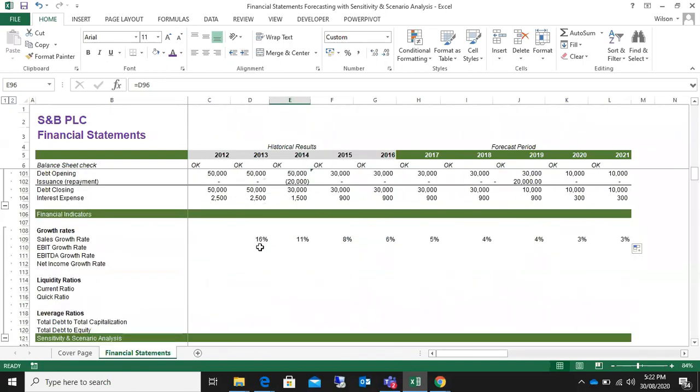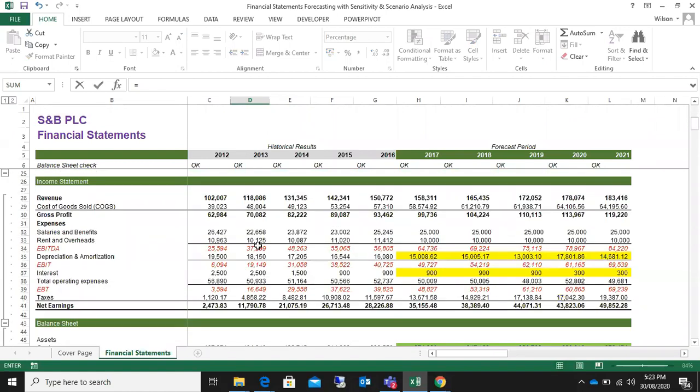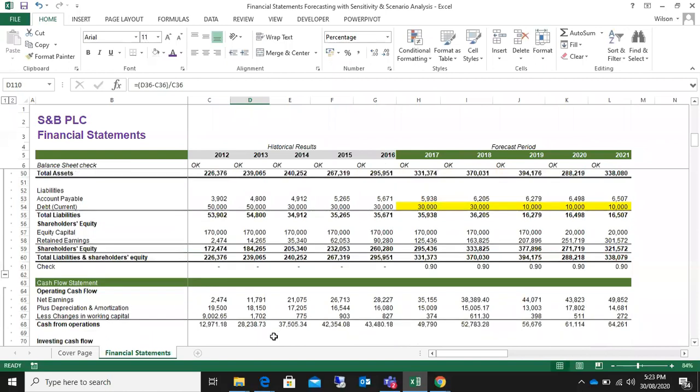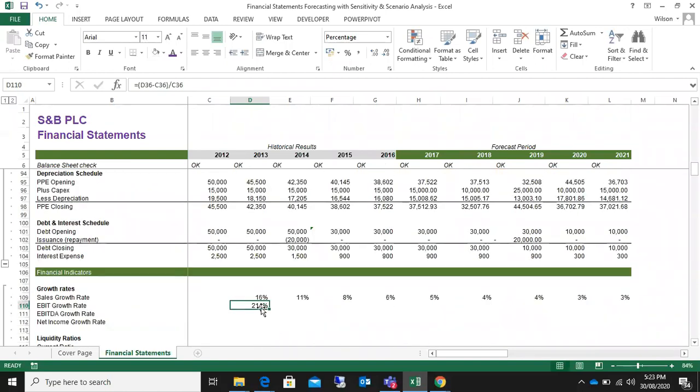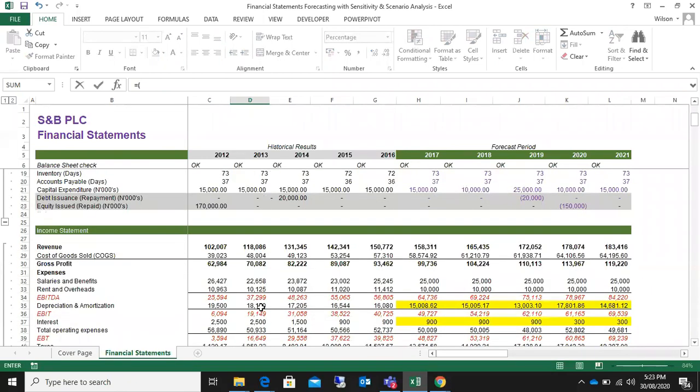We've been able to do the sales growth. Now we do EBIT, under financial indicators. We pick EBIT for 2013. Open the bracket, new minus old, close the bracket, over old. Then you press enter. What do we have here? This seems not to be right. The figure is high, so that's why I'm thinking it may not be right. Let's do that again.